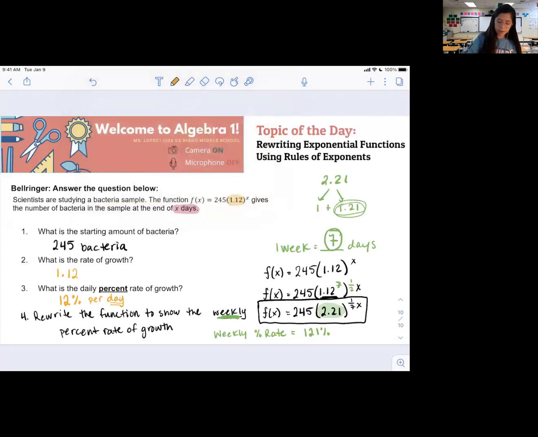you always look at whatever's on the inside of the parentheses and you split it up, because really what's going on is that this is 1 plus 0.12. So you always think about, what number did I just add to 1? And that number, 0.12, we turn that into a percentage. So this is 12%. Okay, any other questions?